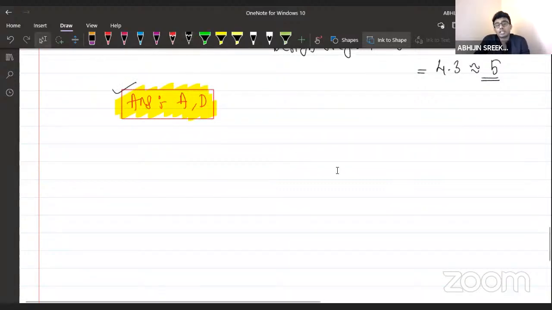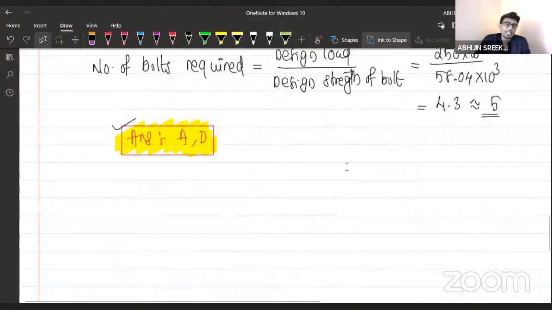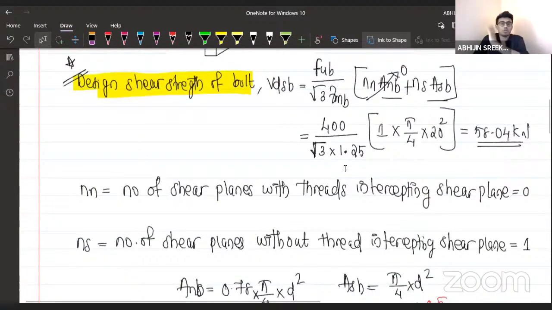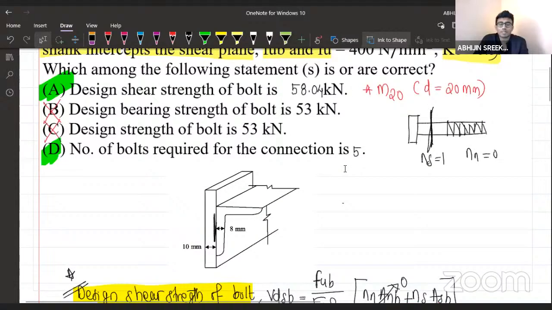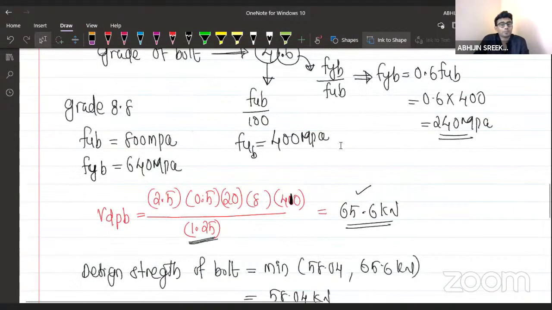The design strength of the bolt here is 58.04, and the number of bolts required for this connection, where an 8 mm thick angle is connected to the gusset plate, is a minimum of 5. So that's the end of this solution.